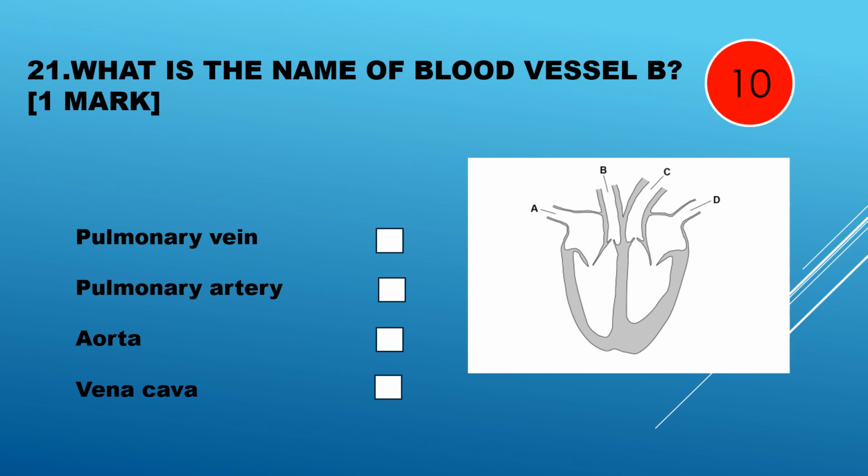Question 21. What is the name of the blood vessel B? Is it pulmonary vein, pulmonary artery, aorta or vena cava?